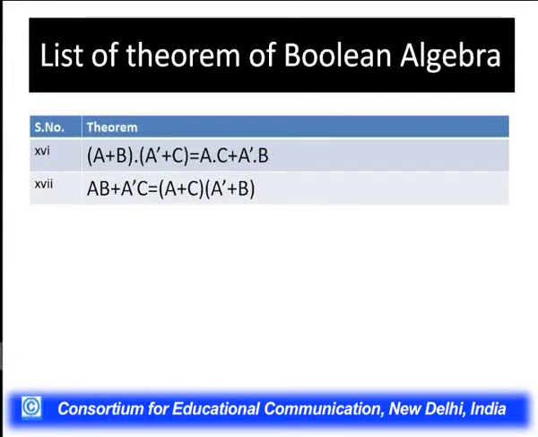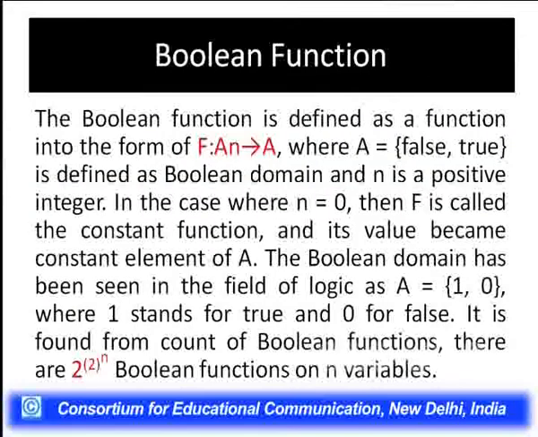And the next theorem, (A plus B) dot (A dash plus C) equal to A dot C plus A dash dot B. And next theorem, AB plus A dash C equal to (A plus C) dot (A dash plus B). So the previous slide discussed the theorems and the postulates.